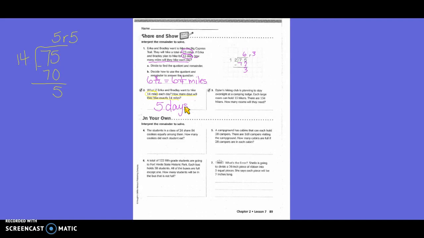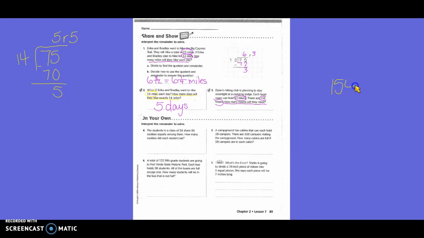Dylan's hiking club is planning to stay overnight at a camping lodge. Each large room can hold 15 hikers. There are 154 hikers. How many rooms will they need? So what do we need to circle? 15 hikers. 154 hikers, and then how many rooms will they need, right? So what am I going to do?